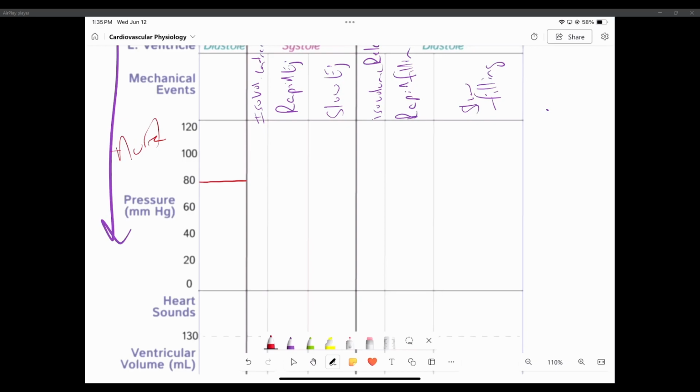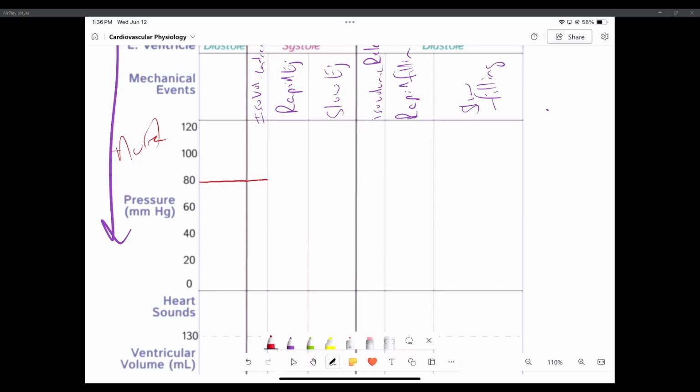During isovolumic contraction, does anything happen to the aortic pressure? Nothing's going in the aorta yet. We're still in the ventricle. So during isovolumic contraction, all the doors are closed, right? Aortic and mitral, they're closed. So there can be no movement of aortic pressure during isovolumic contraction because the aortic valve is closed.